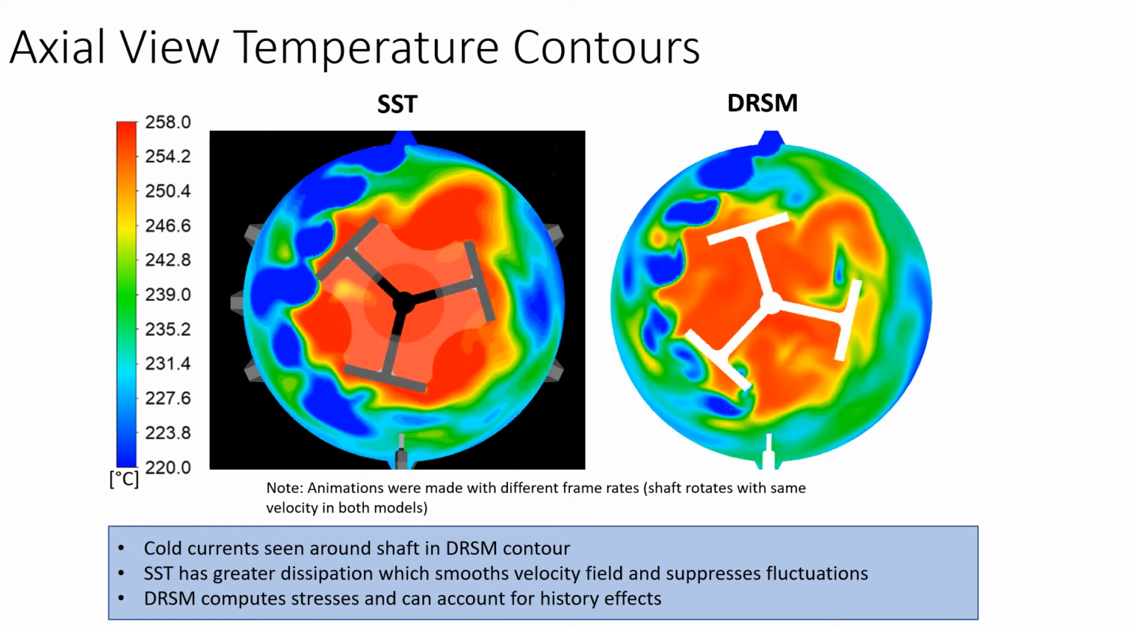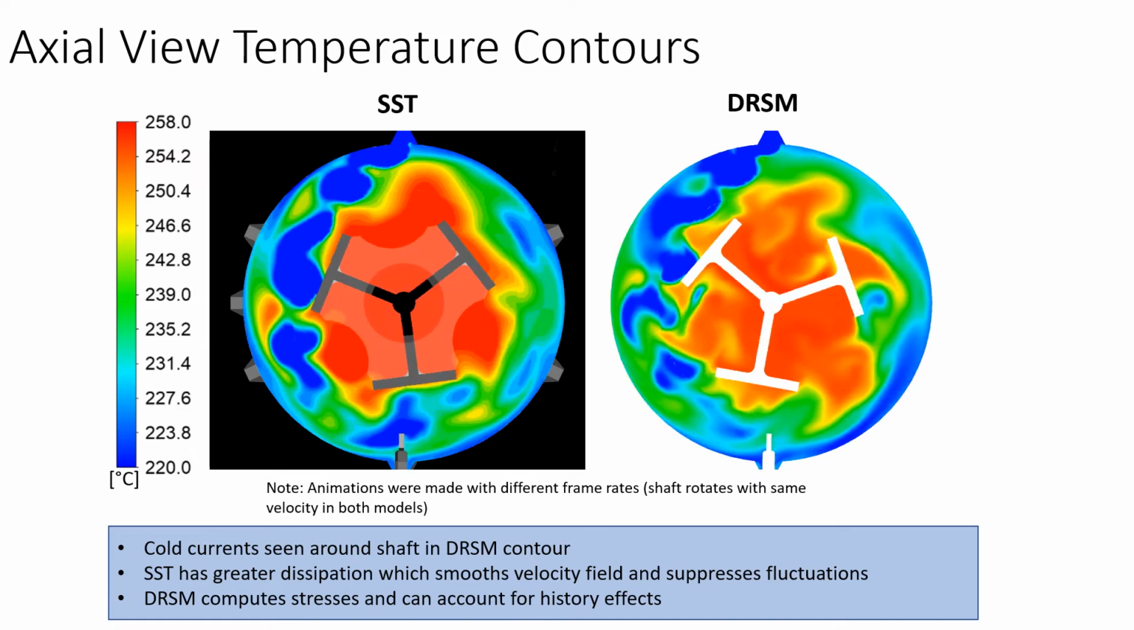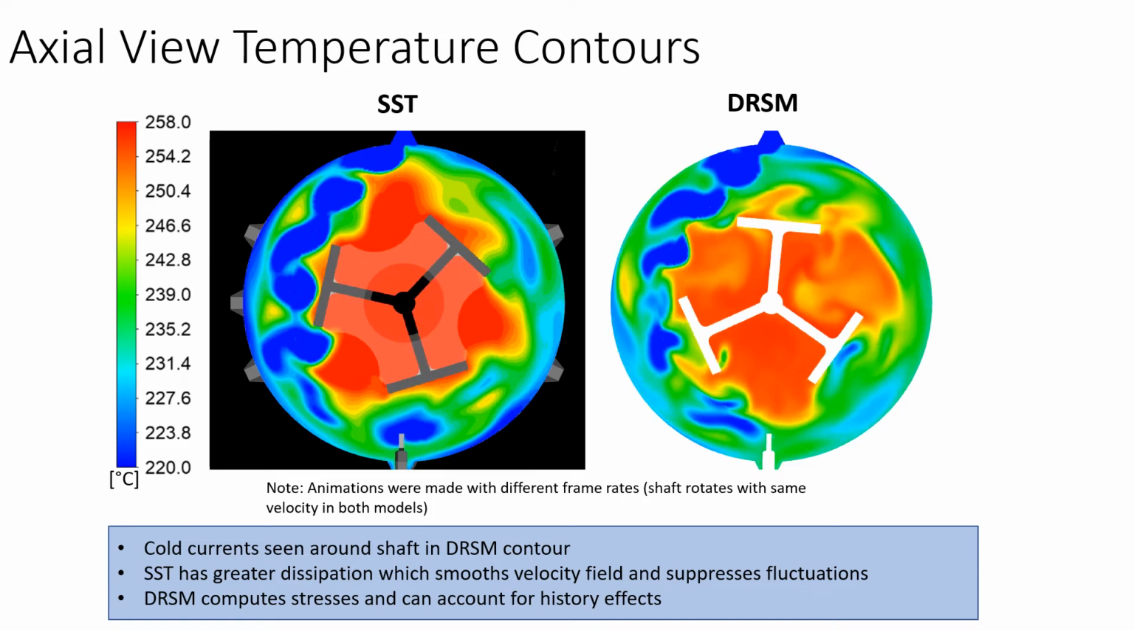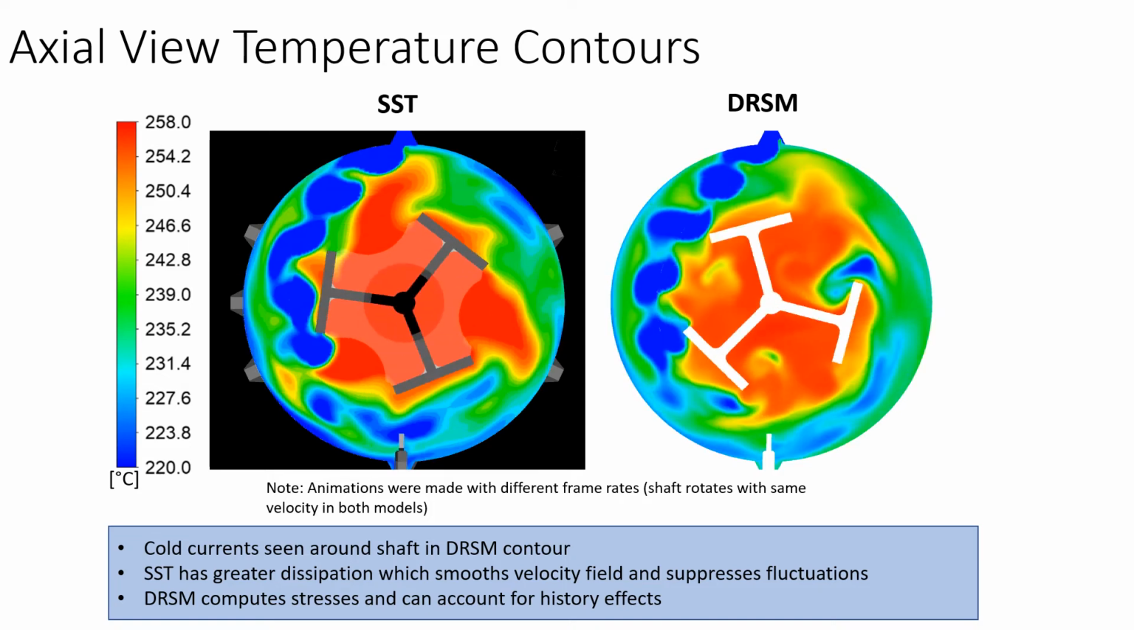Now I will note that the animations are made with different frame rates, but the shaft is rotating at the same constant velocity. We have all the same boundary conditions for both of these. So this is just an effect of how we have these videos laid out.